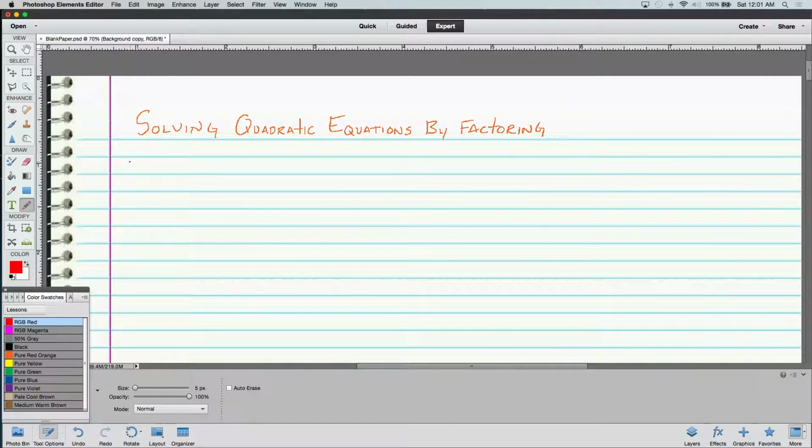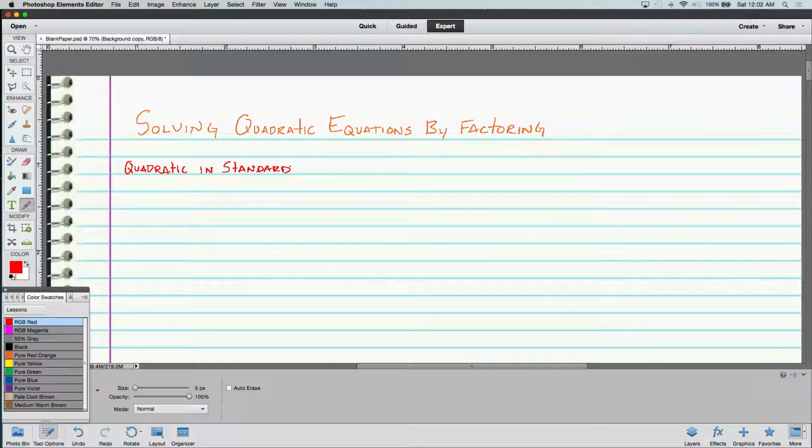Welcome everybody to solving quadratic equations by factoring. Before I get into the couple of examples that I'm going to do today, I just want to make sure that we know what a couple things are. And the first thing that I want to list is a quadratic in standard form.